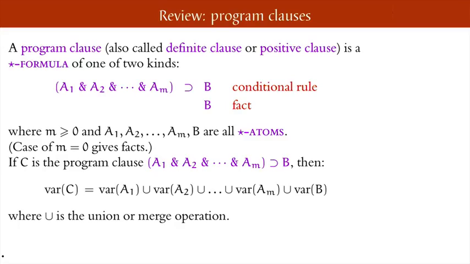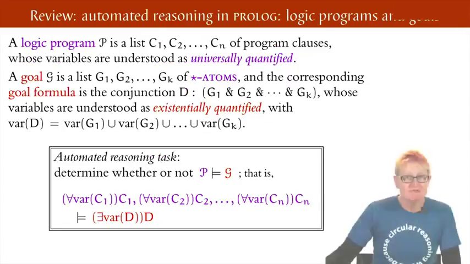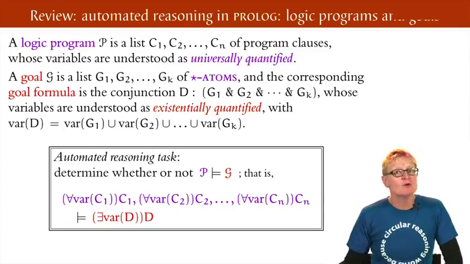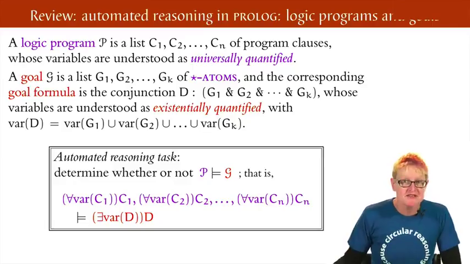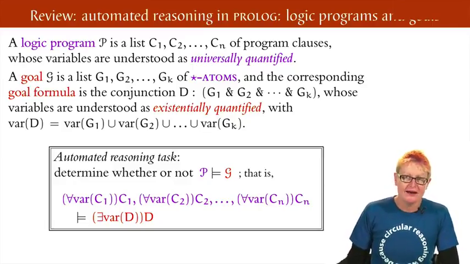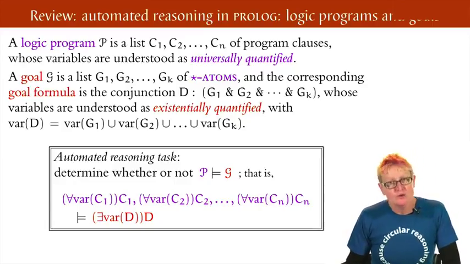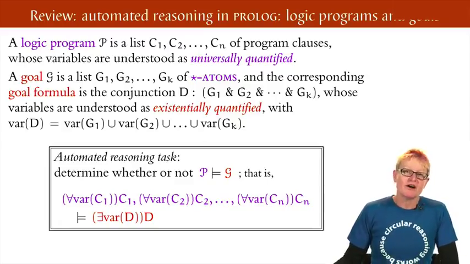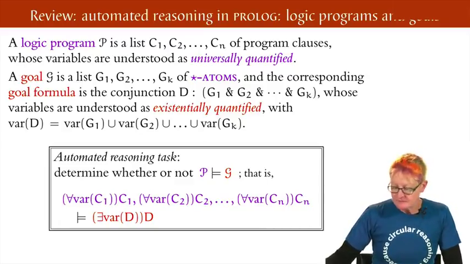Begin with a review of last lesson. Program clauses are either single facts or conditional rules built from star atoms, which contain variables as well as names with predicates as well as identity and difference. The automated reasoning task in Prolog is to determine whether or not the existentially quantified goal formula is a logical consequence of the universally quantified program clauses.